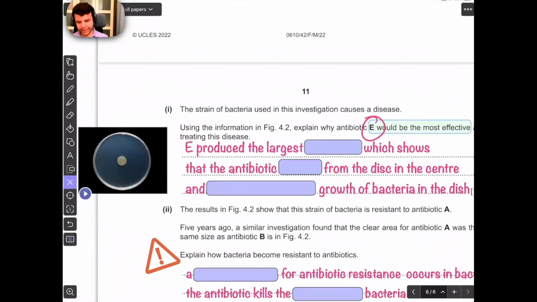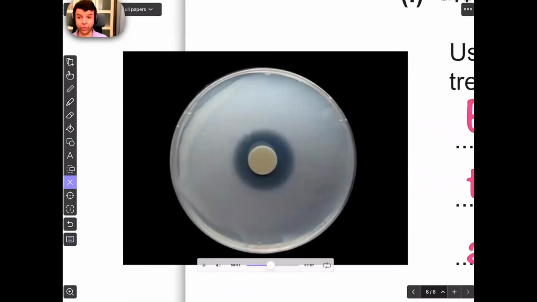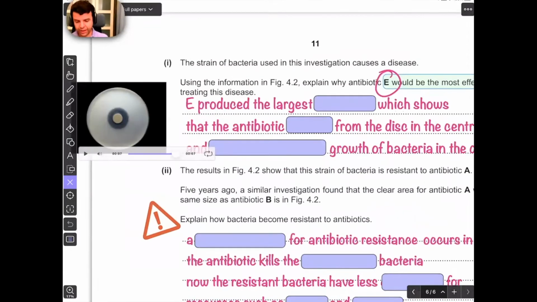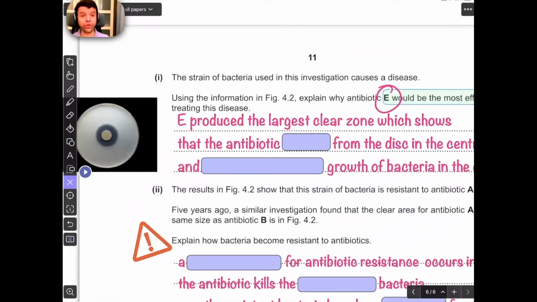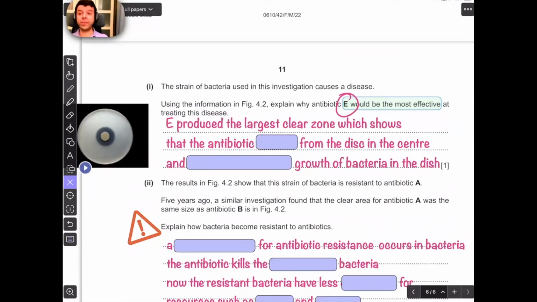I'll say E produced the largest... What did we call this area again? We call that area the clear zone, right? The area where bacteria got killed. So I'll say produced the largest clear zone, which shows that the antibiotic diffused from that disc and then killed or slowed down the growth of bacteria.